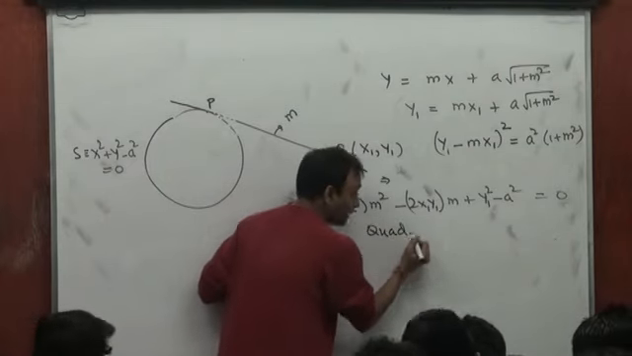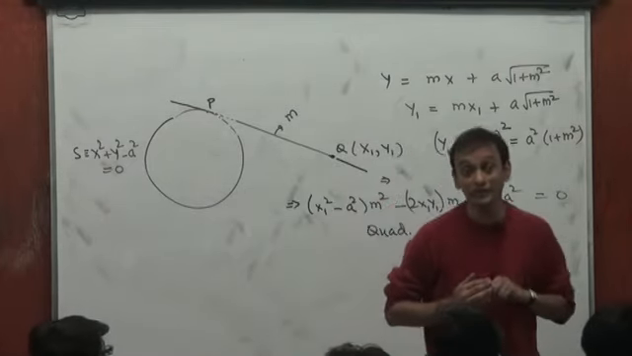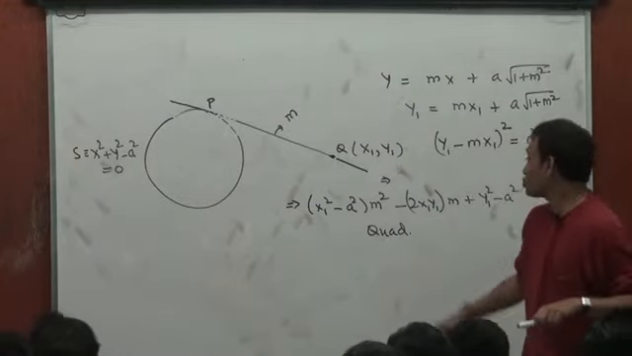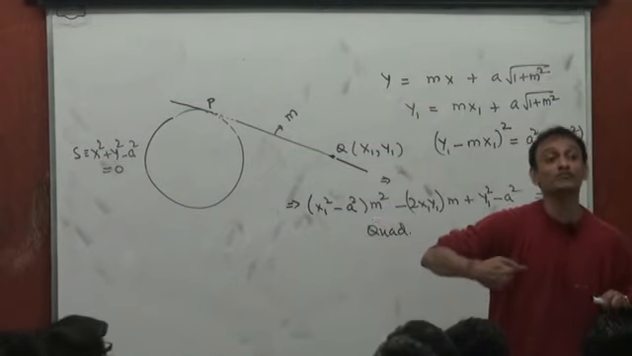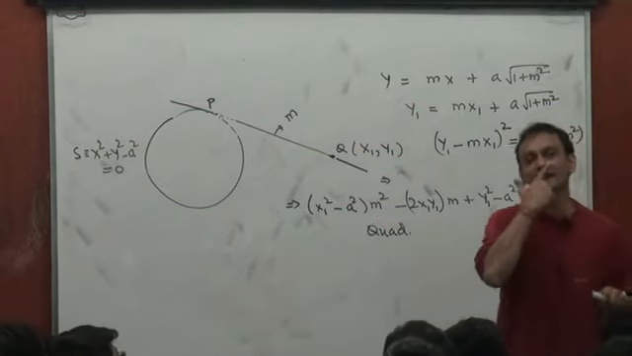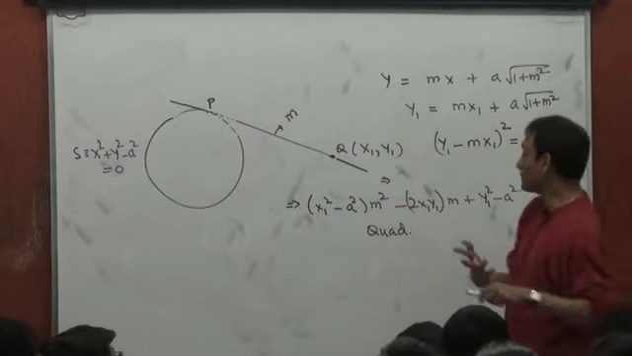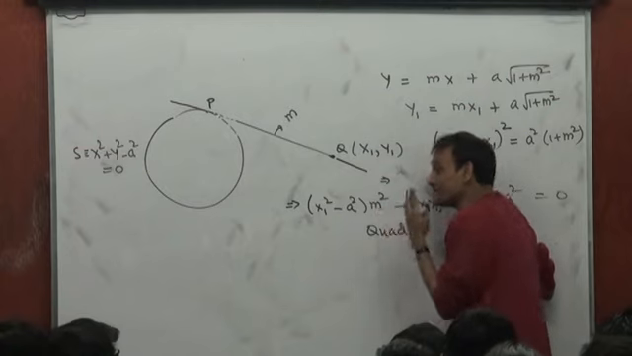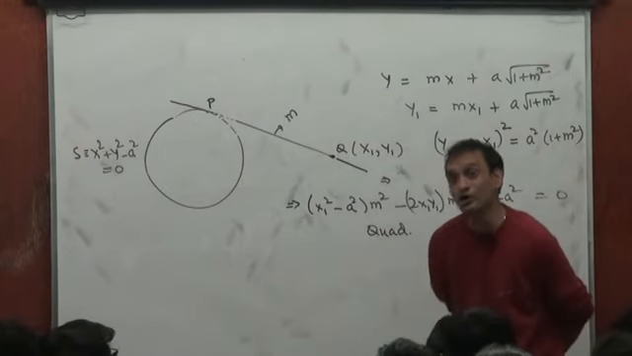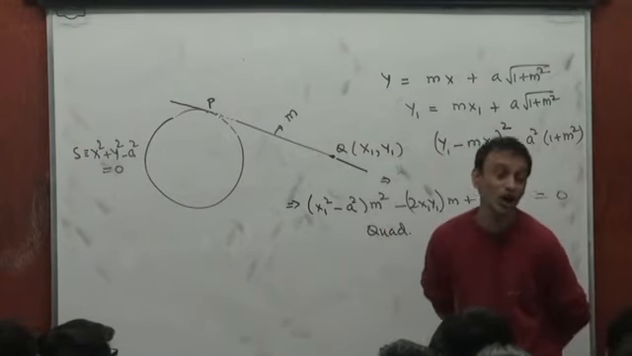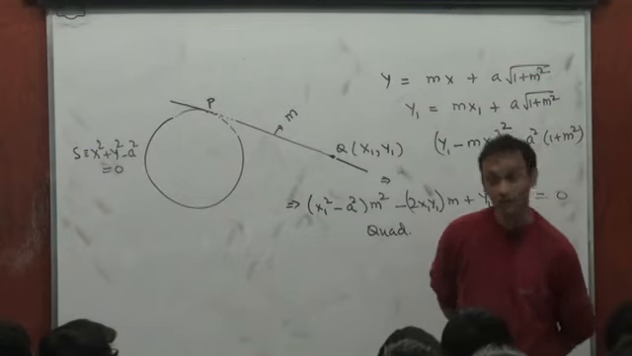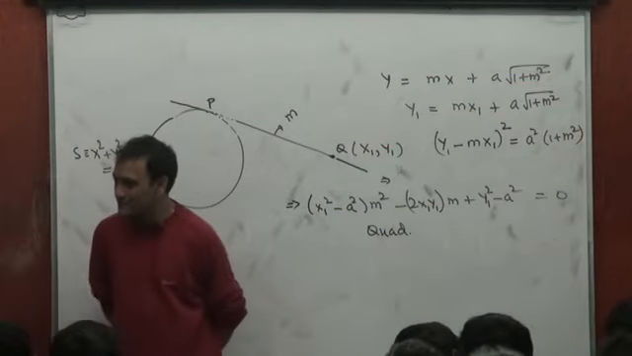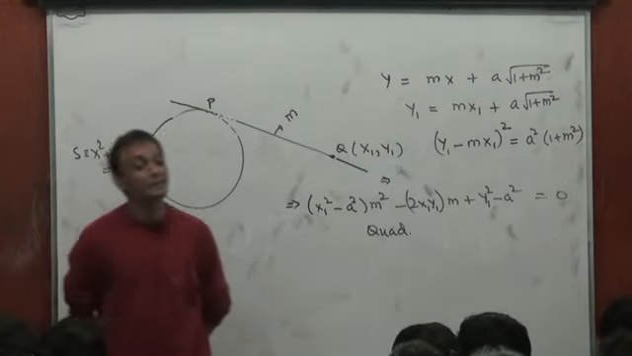And when you solve for m, you get the slope of the tangent from x1, y1 to the circle. Clear? But two values of m will emerge. That means in general, two tangents could be drawn from a point x1, y1 to the circle. It's another story whether these two tangents are real and distinct, coincident, or imaginary.